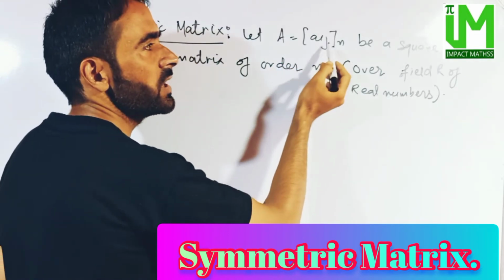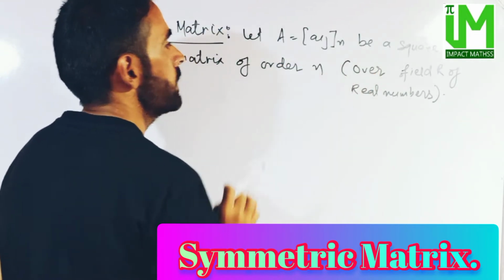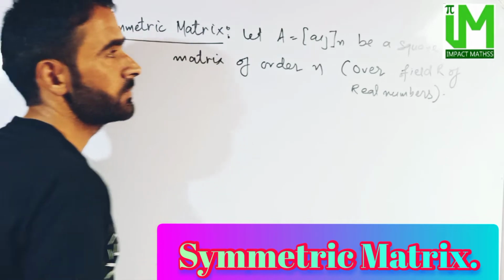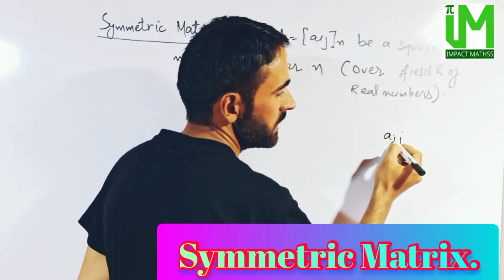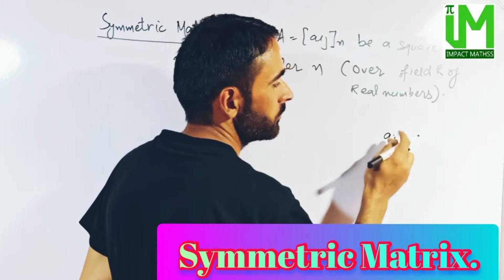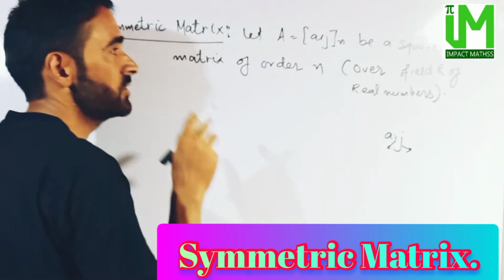Let A equal to Aij of order n be a square matrix over the field of real numbers. So Aij here means the element which lies at ith row and jth column.